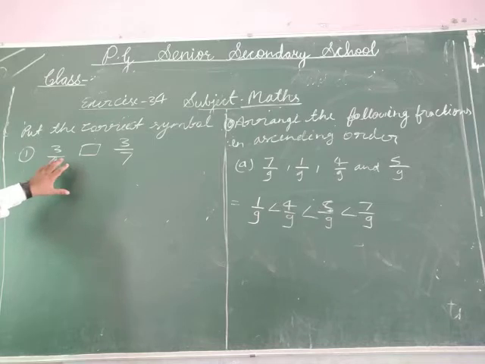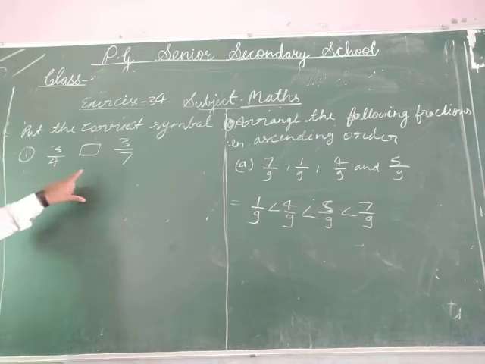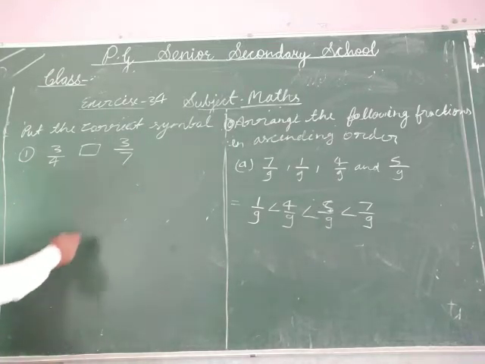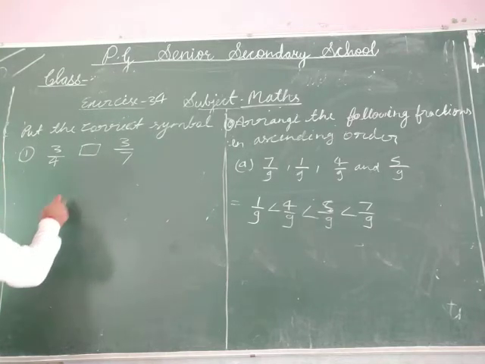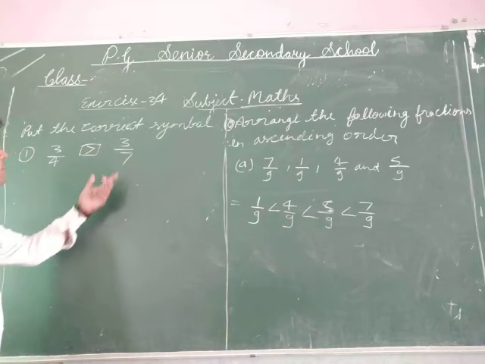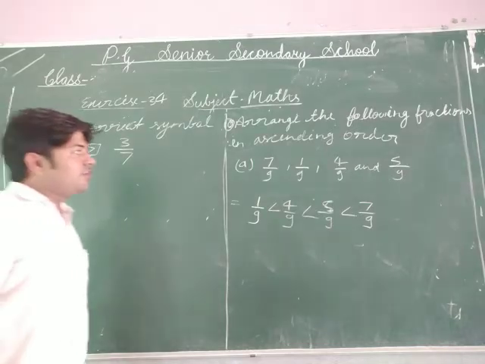Here you can see the numerator are equal, so we will see the denominator. Which denominator will be greater? That fraction will be smaller. So it means this fraction is smaller than this fraction. Okay. So 3/4 will be greater and 3/7 will be smaller. So like this you have to write in your fair copy.